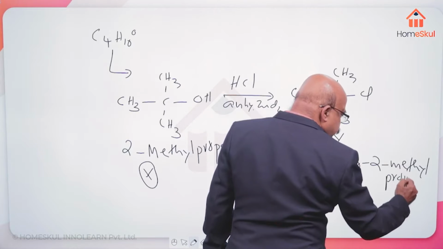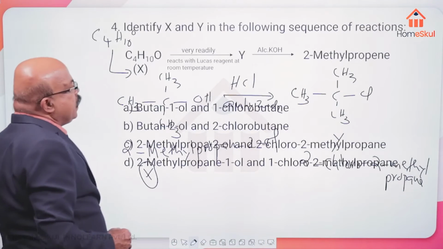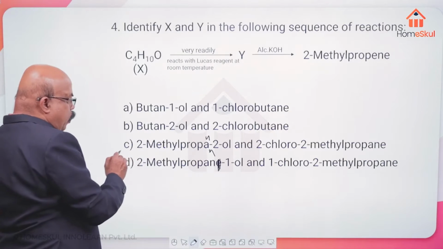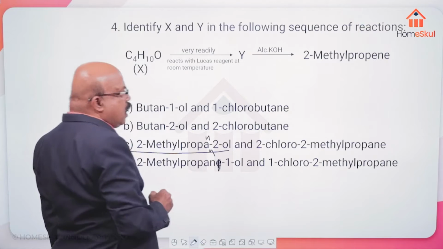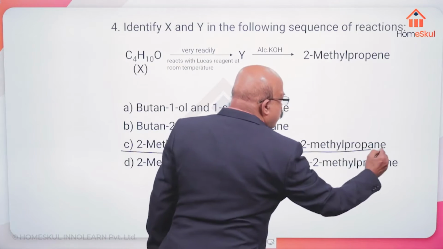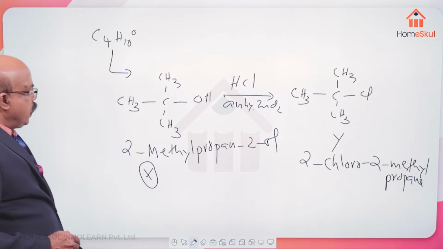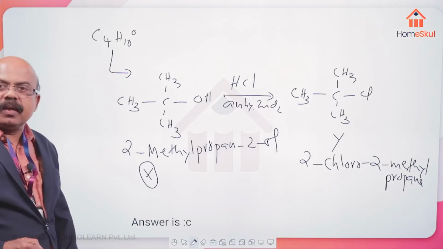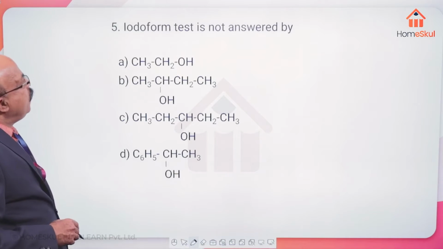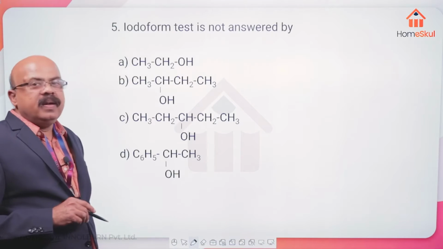2-chloro-2-methyl propane. So we can see here that X is 2-methyl propanone, and Y equals 2-chloro-2-methyl propane. So the answer of this question is option C. Very good question. And another one is: iodoform test is not answered by.